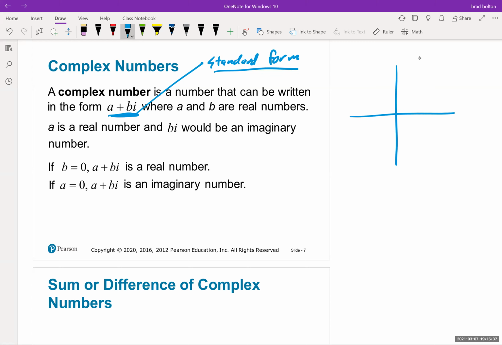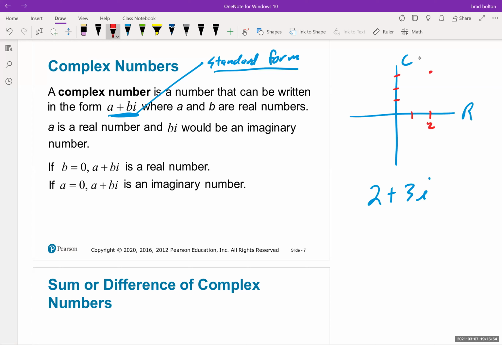So we could have the real number line here, and the complex number line here. If I had 2 plus 3i, all I have to do is go over 2 reals, right? And then go up 1, 2, 3 imaginaries.